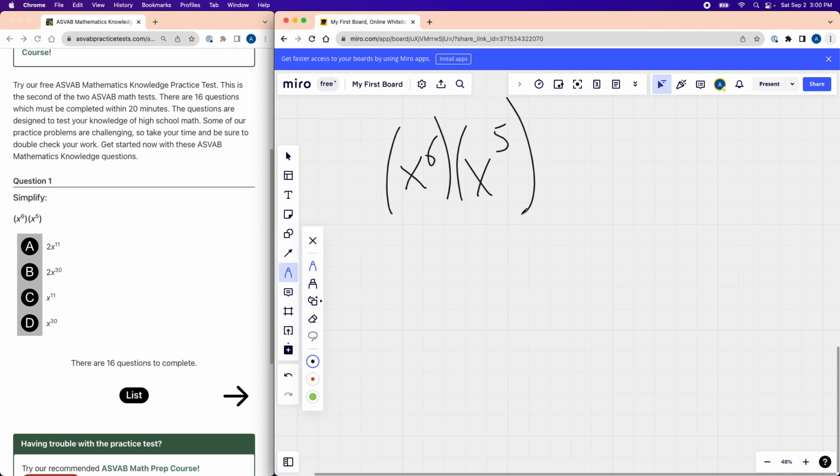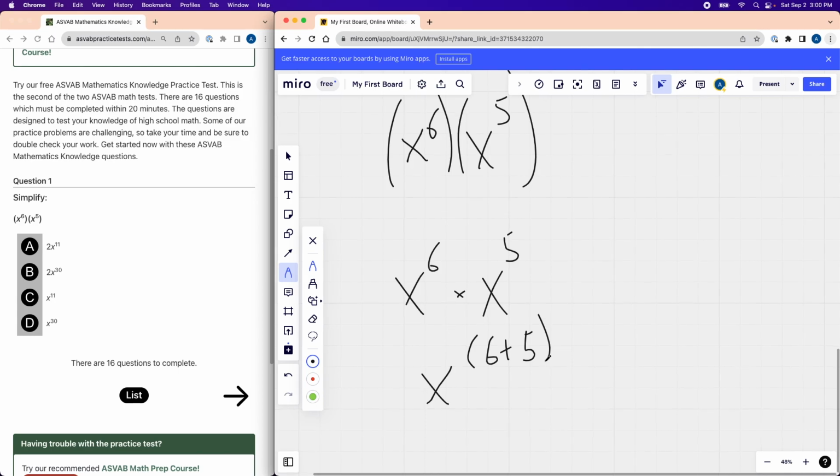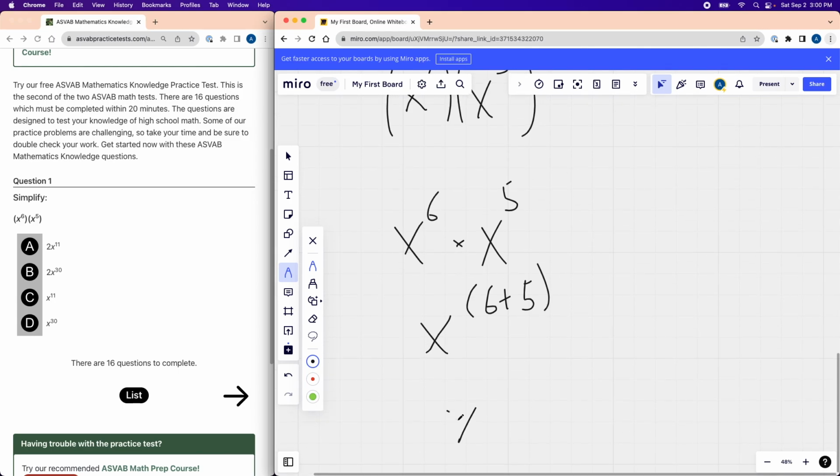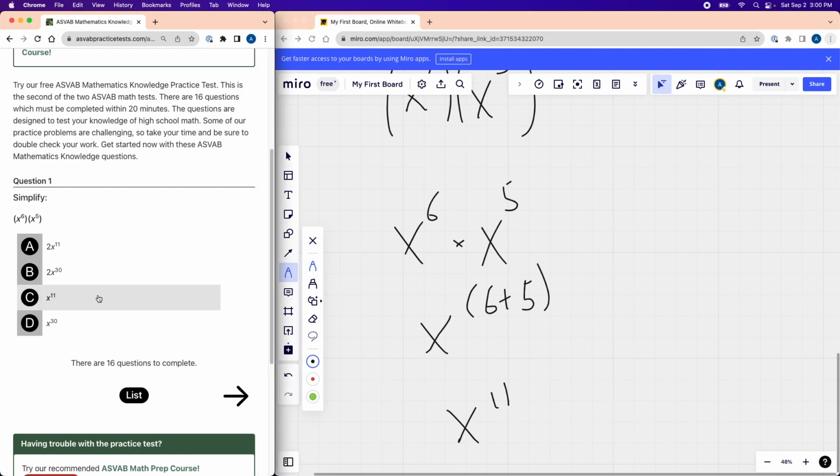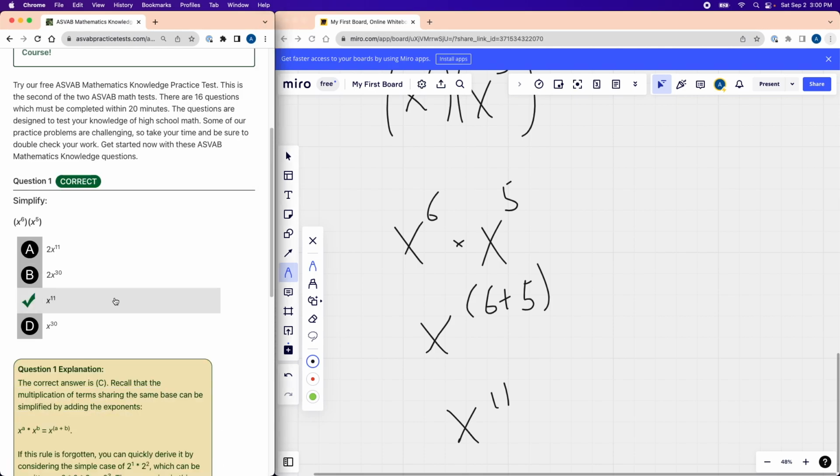It sounds a little bit weird, but we just have to remember that we are essentially distributing. So what we are saying here is when we have x to the 6th times x to the 5th, that's going to be the same as x to the 6th plus 5th. And that is going to simplify down into x to the 11th. So we have that as an answer right here, and we'll just go ahead and select it.